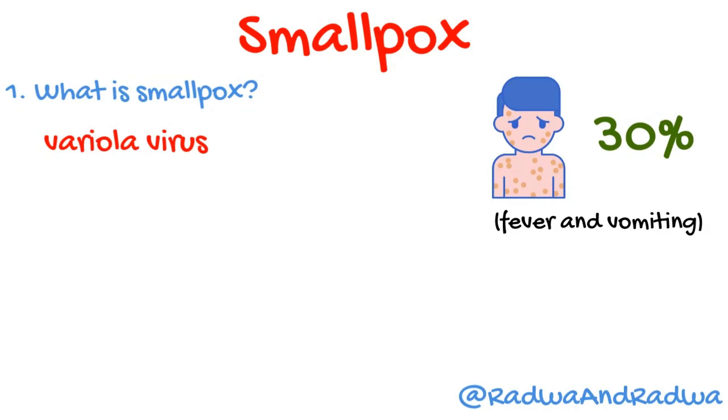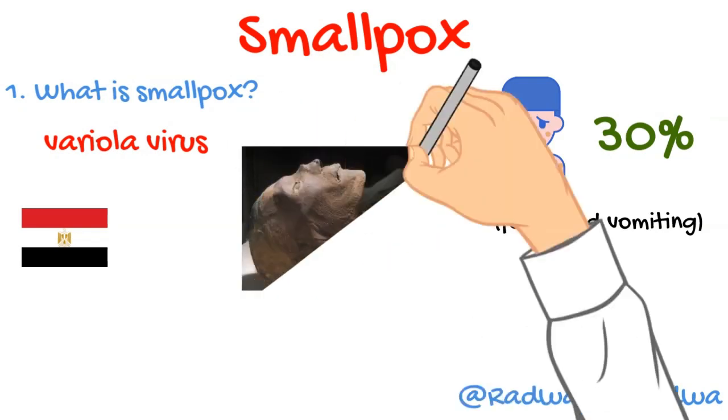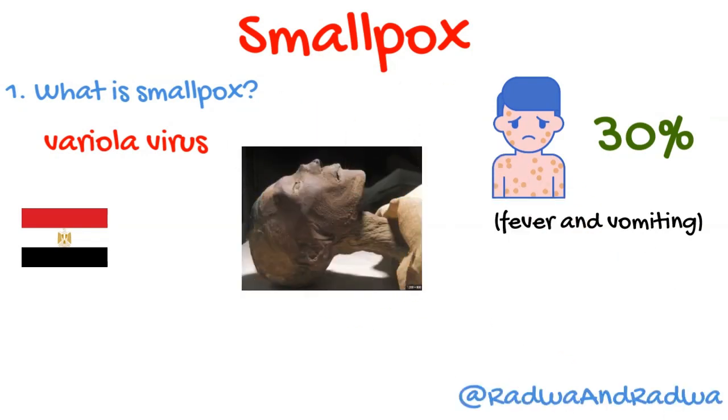So smallpox spread to almost all of the world. It is thought to have originated in Northeast Africa, in Egypt. So the earliest evidence was found in Egyptian mummies. And if you visit the National Museum of Egyptian Civilization in Cairo, you will see that the mummy of King Ramesses V has lesions on the face. So he's thought to have got infected with smallpox and to have died of smallpox.